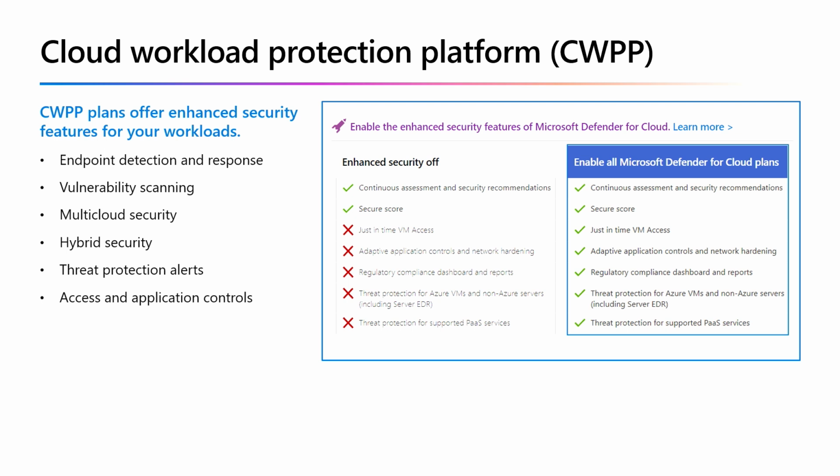For your on-prem resources, you can activate hybrid security to get a unified view of security across all of your on-prem and cloud workloads. Finally, with the access and application control features, you can block malware and other unwanted applications by applying machine learning-powered recommendations adapted to your specific workload to create allow lists and block lists.